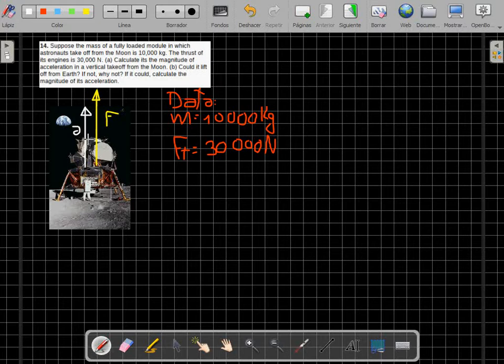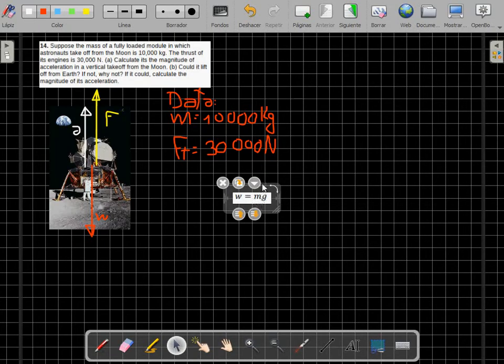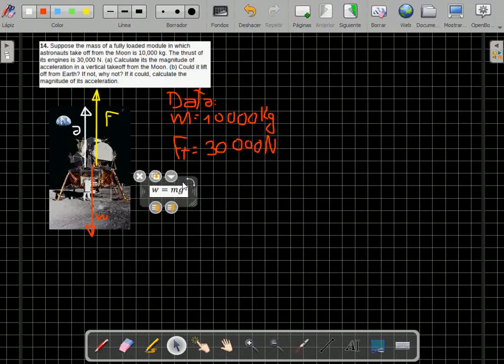Finally, there is another force here, and it's the weight of the module. But the thing is that we don't have this weight. Here it is, the weight. So, how can we calculate that weight? All right, there is a formula for the weight, which is quite easy. It is mass times the gravity, but here you need to know the value of the gravity on the moon, which is very easy to know because you can Google that.